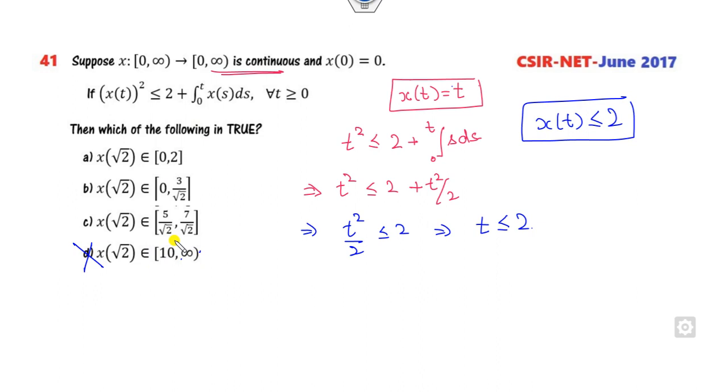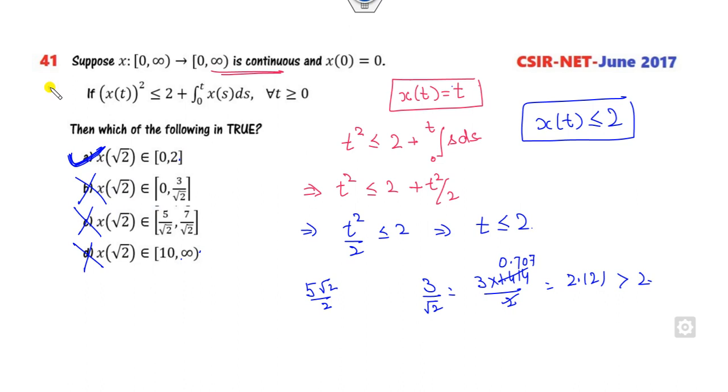Phi by root 2. This option is clearly greater than 2. Cancel out. 3 divided by root 2. So 3 into 1.414 divided by 2 is 2.121, which is greater than 2. This option is canceled out. This is the only option remaining.